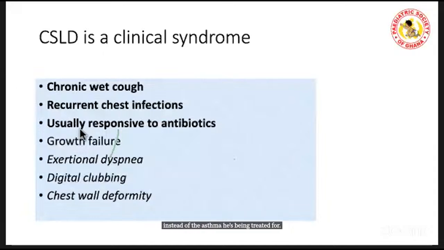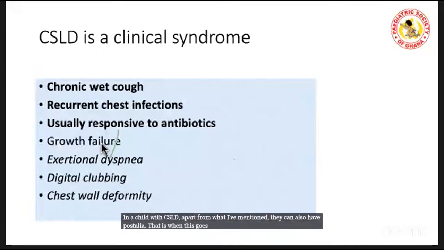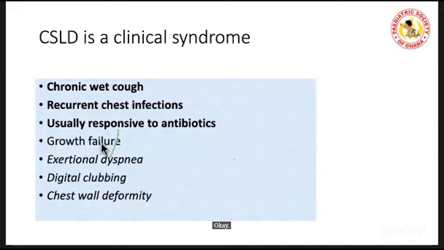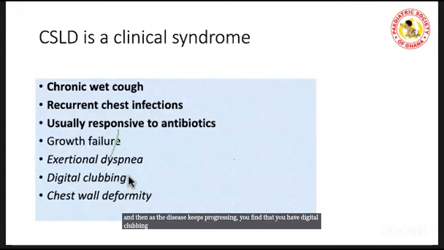Okay. So other symptoms or signs you can find in a child with CSLD, apart from what I've mentioned, they can also have growth failure. That is when this goes on for a long time. Okay, it impairs their growth. As the disease progresses, there's damage to the lungs. It affects their lung function, and they become tired after minimal exertion. Okay, and then as the disease keeps progressing, you find that they'll have digital clubbing and then chest wall deformity.